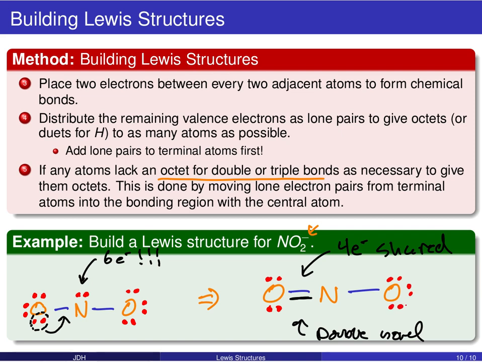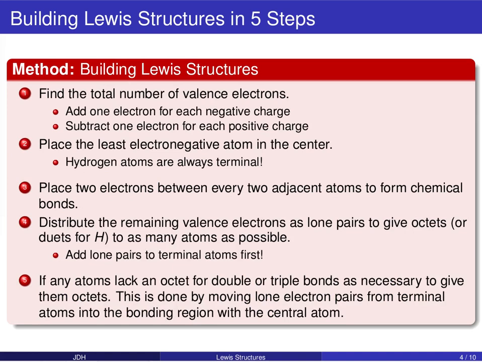We can add those back in, and now we arrive at our final Lewis dot structure for NO2 minus. But of course, you should remember, because we have a negative charge, we're going to draw brackets around the outside and put that negative charge up there as a superscript. All right, so what we've introduced here is this 5-step process for building basic Lewis dot structures.